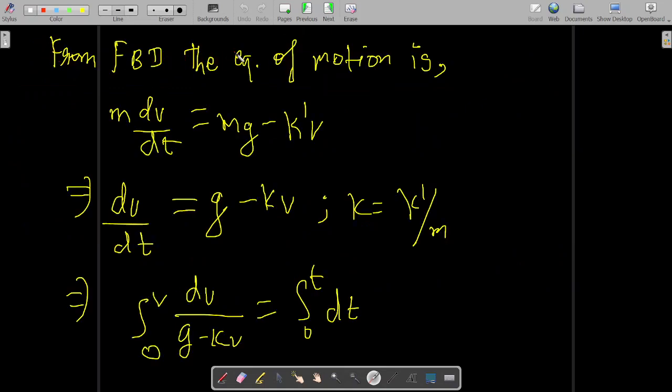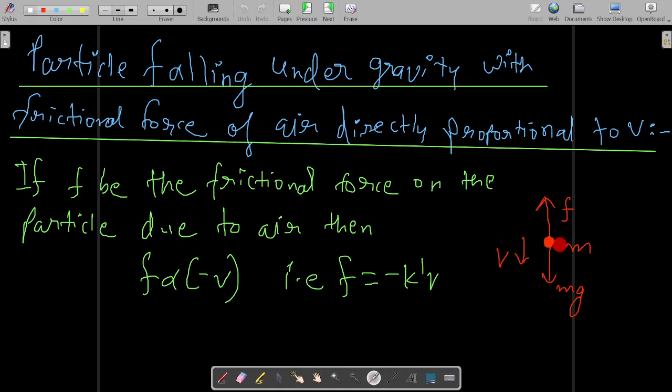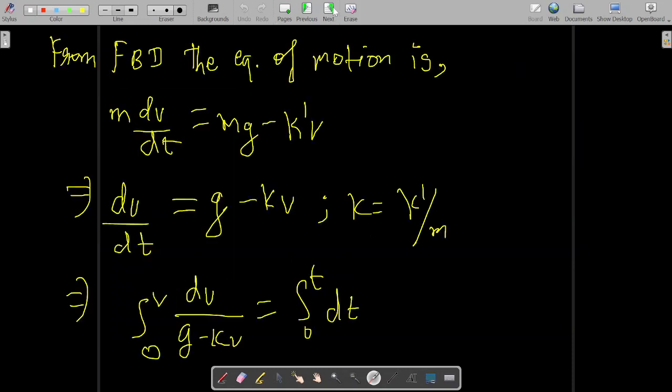From the FBD, the equation of motion is, now from the free body diagram, this is your free body diagram of the point object. So the equation of motion is something of this kind. Now this is mass into acceleration, which is the resultant force on this point object. What is it equal to? It is equal to the downward acting weight, which is mg, and minus K dash V, which is the air drag in the opposite direction.